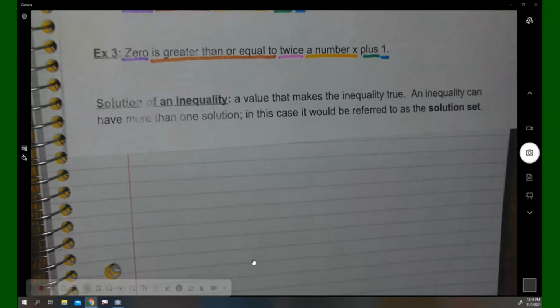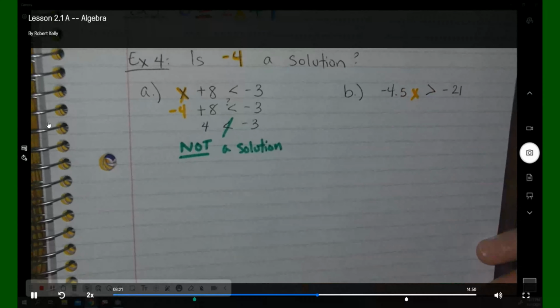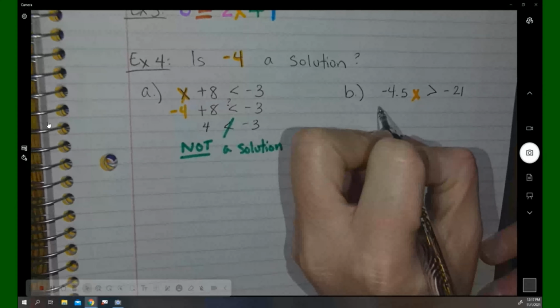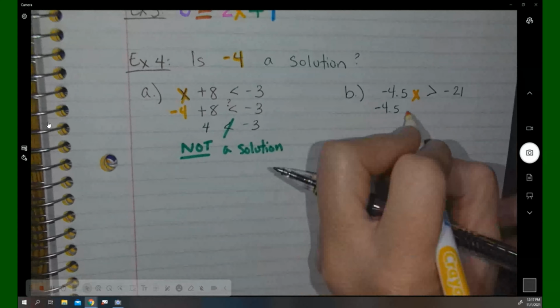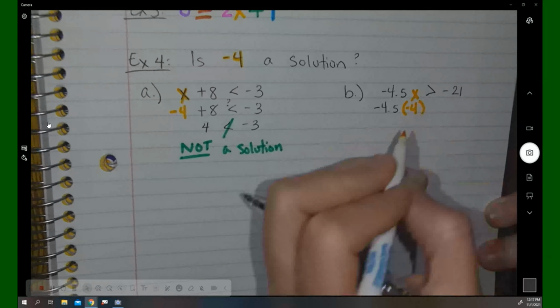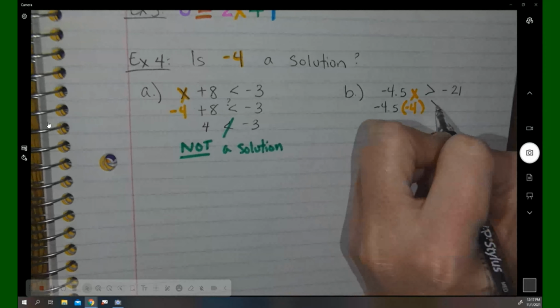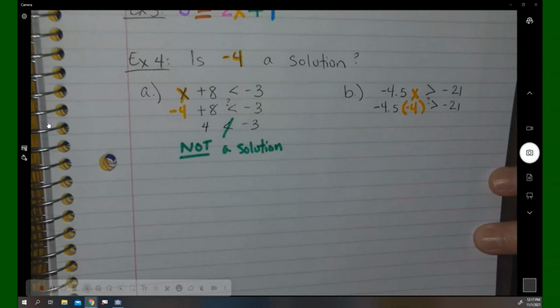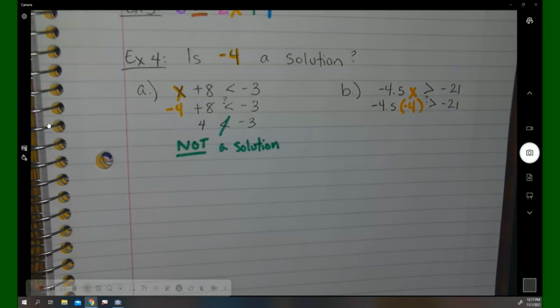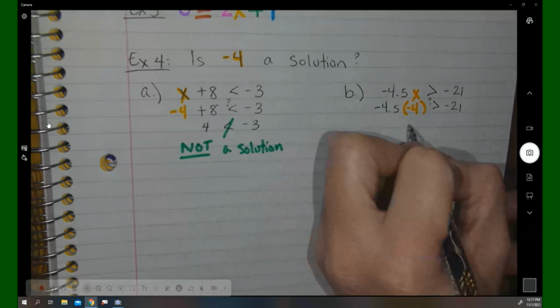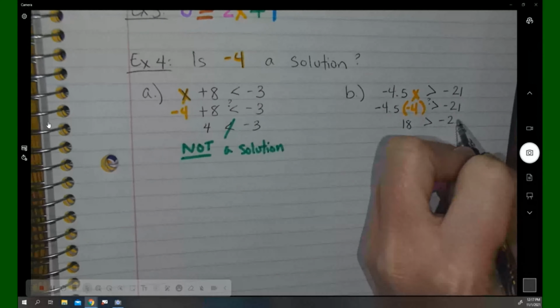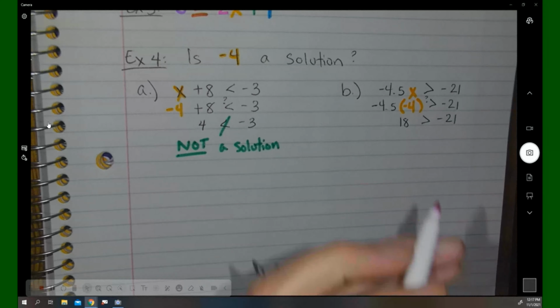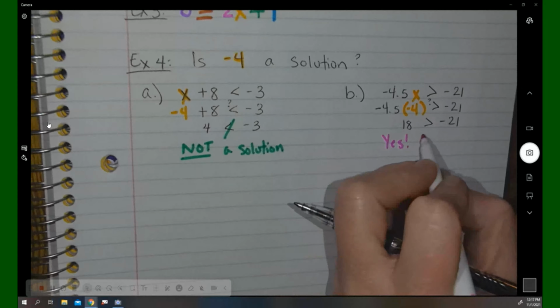Inequality B, we have negative 4.5x is greater than negative 21. So again, the number we're testing is negative 4. I'm going to plug that into my inequality here: negative 4.5 times x, because remember that's what that means. So times negative 4 might not be greater than negative 21, so I put my little question mark there. Negative 4.5 times negative 4 is positive 18. So is positive 18 greater than negative 21? Yes. So it's a solution.